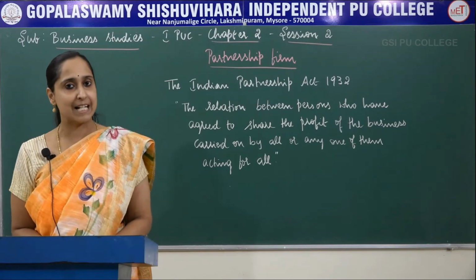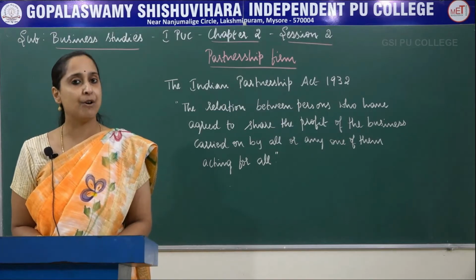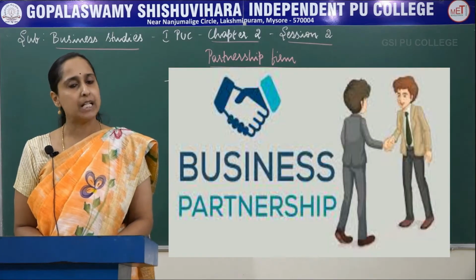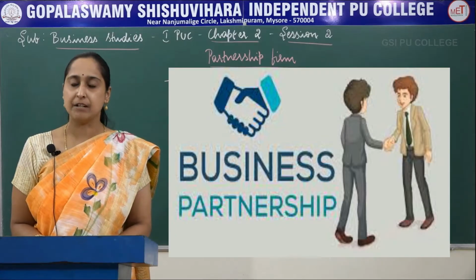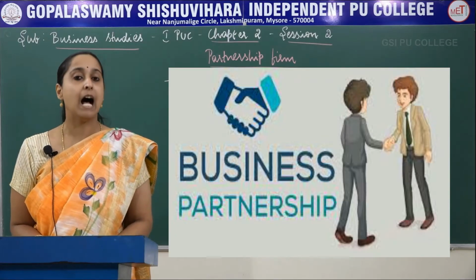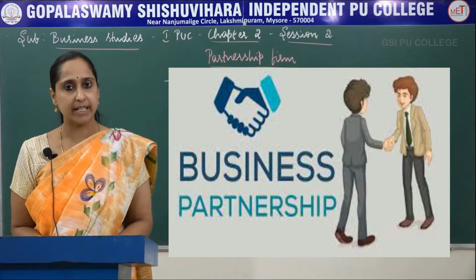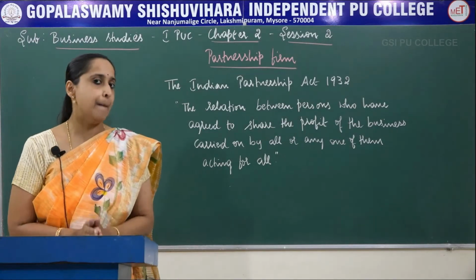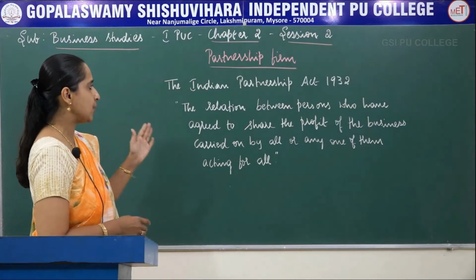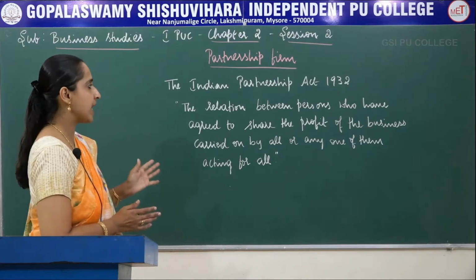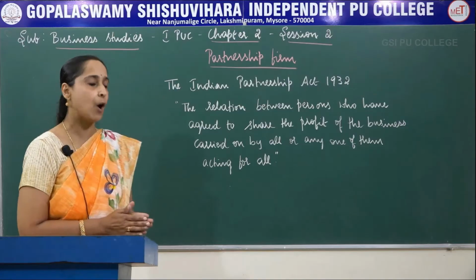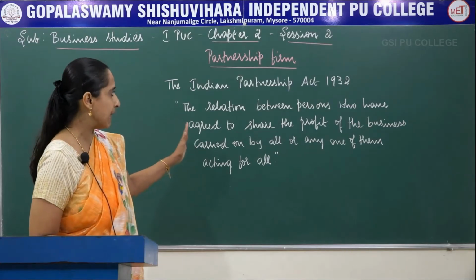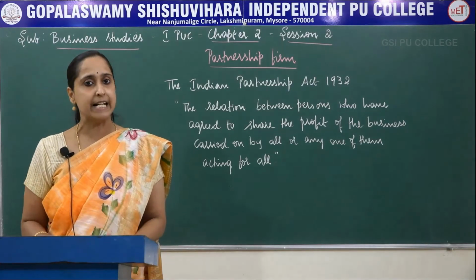In today's session, let's continue with chapter 2, Forms of Business Organization, and today's topic is partnership. So, what is partnership? If two or more persons agree to do a business, we call it a partnership firm. According to the Indian Partnership Act 1932, partnership has been defined as the relation between persons who have agreed to share the profit of the business carried on by all or any one of them acting for all.